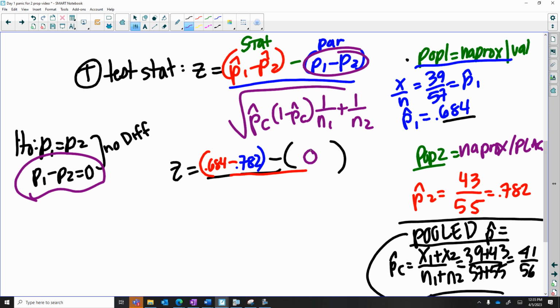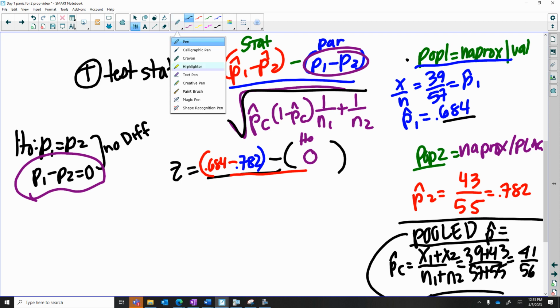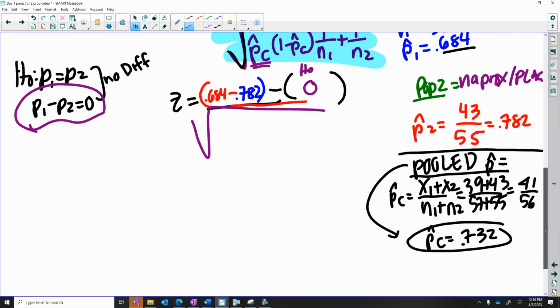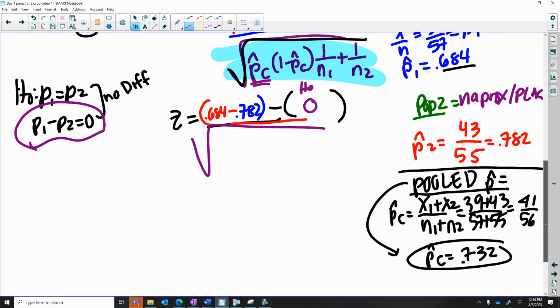And remember, you always put what you're assuming in your null, which is there's no difference. Now we're going to do this piece here, which I'm going to highlight in aqua. It's your pooled p hat formula from your reference sheet. So it's the square root of p hat pooled, which down here I put on the right was 0.732, or 41 out of 56, times 1 minus 0.732, times 1 over n1 plus 1 over n2. n1 was 57, and n2 was 55.